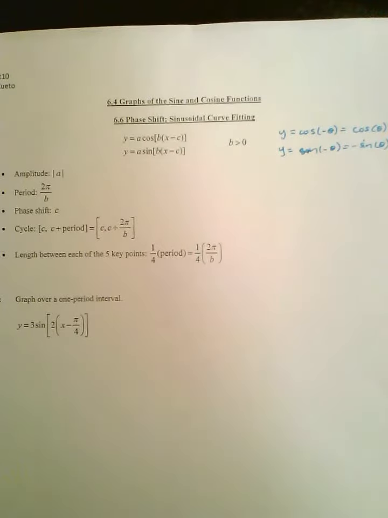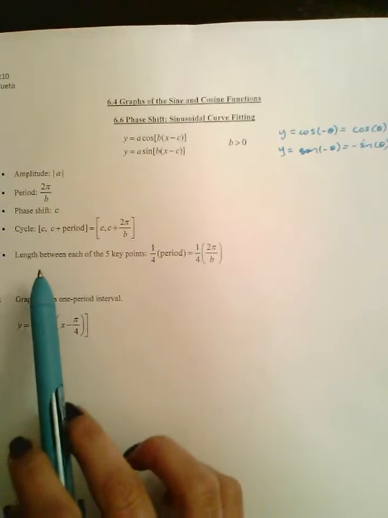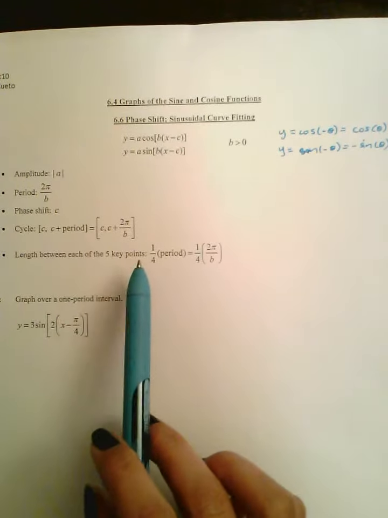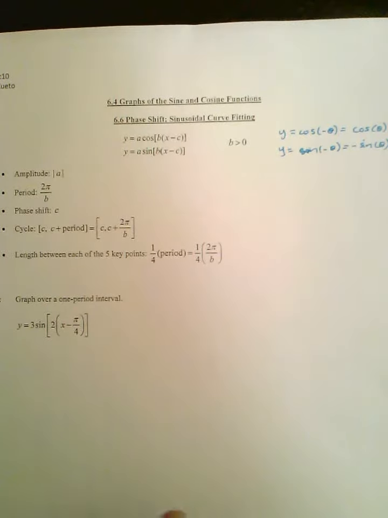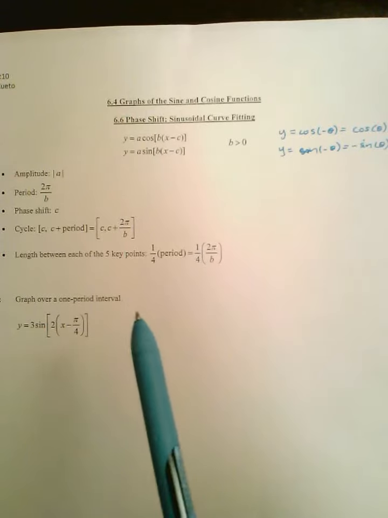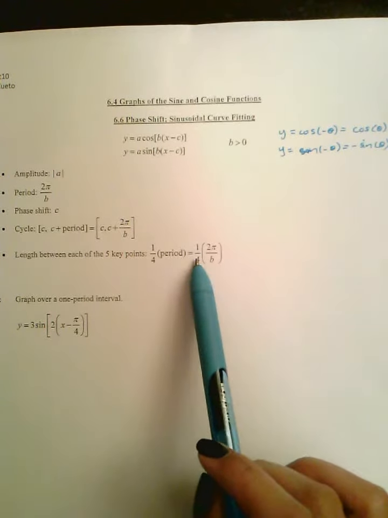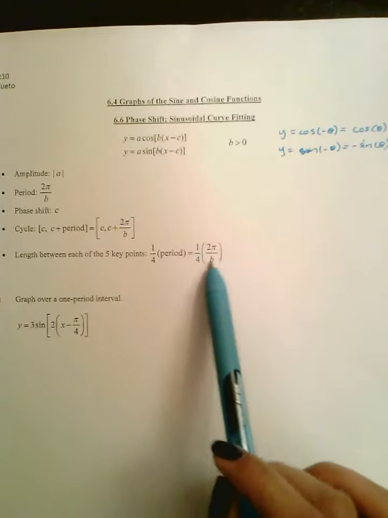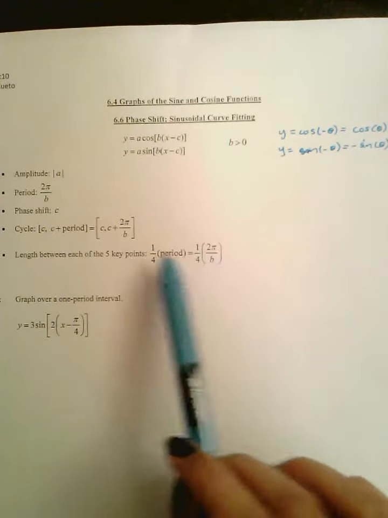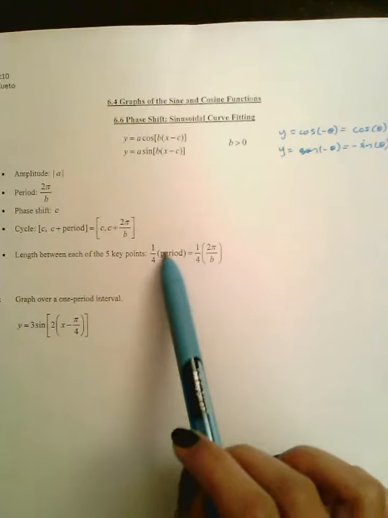So the next part is going to be to find the length between each of the 5 key points. Since we're going to use the 5 key points that we used before, or we're going to tweak them a little bit, we're going to take 1/4 times the period. This is equal to 1/4 times whatever the period is. I would say don't memorize this part, just know that it's 1/4 times the period.